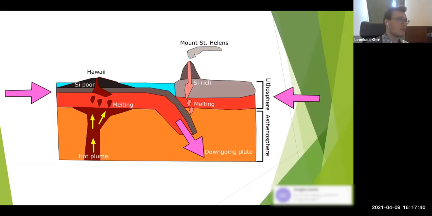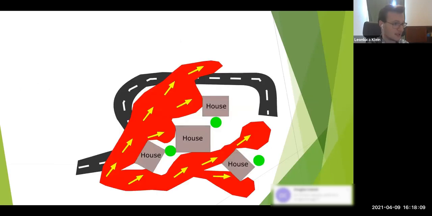Whereas now if we look at the left-hand side of the diagram with Hawaii, here we've got melting that's a lot higher temperature, and it's going to melt slightly different material in the asthenosphere. So we're actually going to get silica poor magma and then lava eruption, okay? And that's going to be a lot more runny, a lot less explosive, and that's kind of what we see in Hawaii today, okay? So let's go on to the next slide.